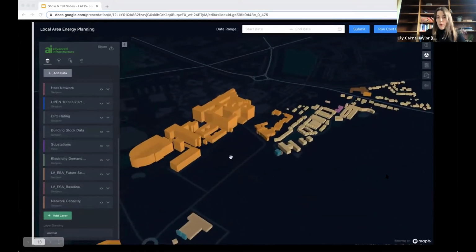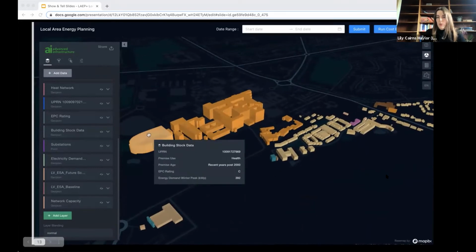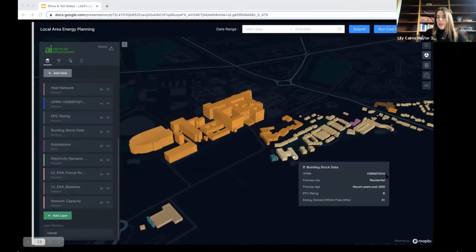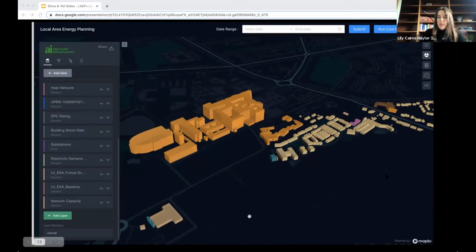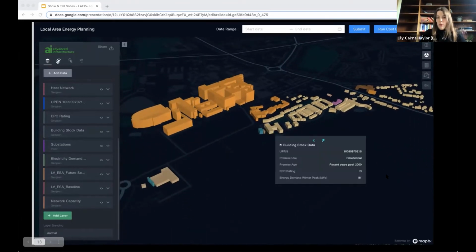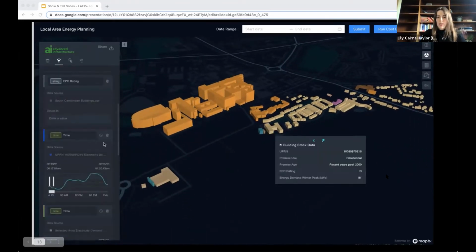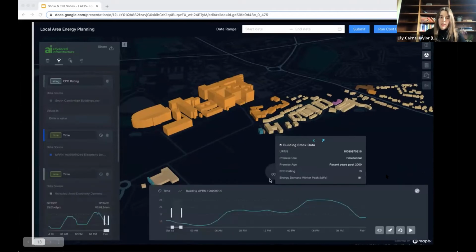He has a look at what he's got. He hovers over buildings to explore the housing stock. He can also select an individual building and view its model demand profile using LAEP+ inferred energy demand profiles. Let's take a look at what that looks like first.